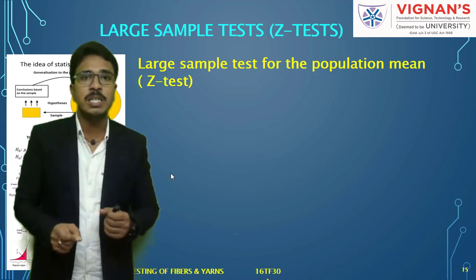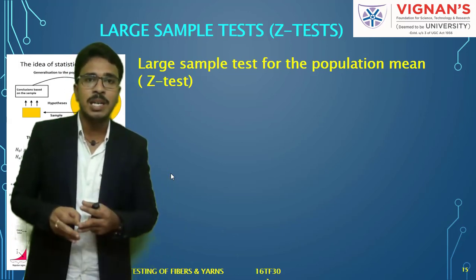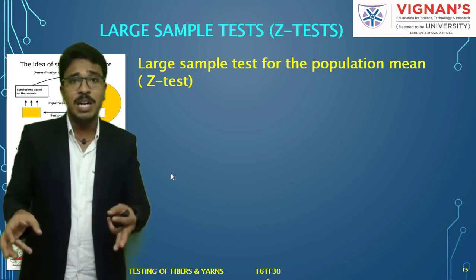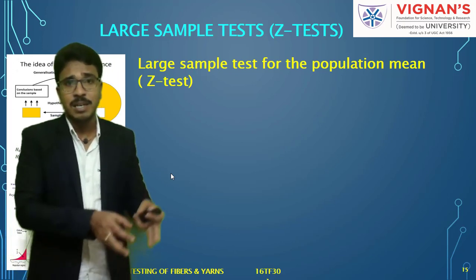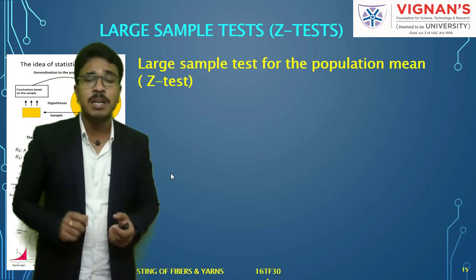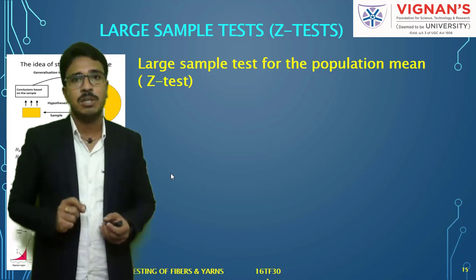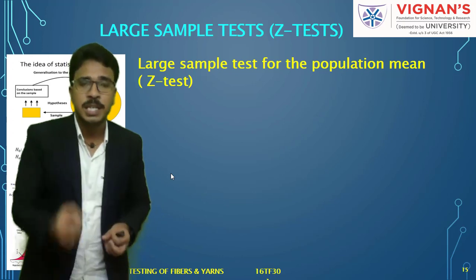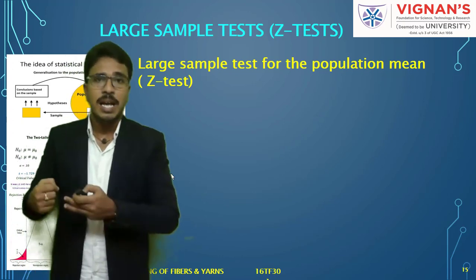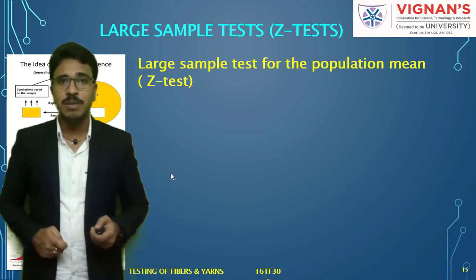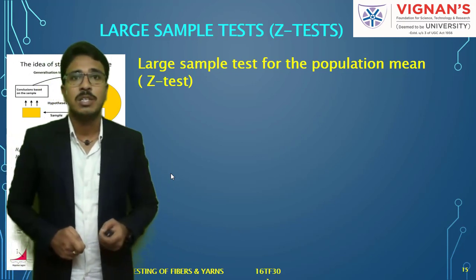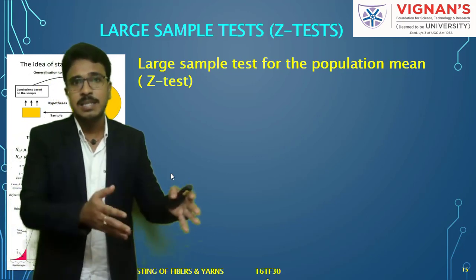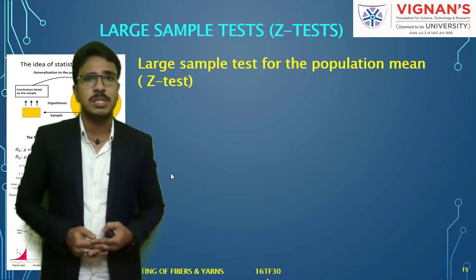The critical region is the region where, if the value of the statistic comes under this critical region, we are rejecting our H naught. So if you are rejecting your H naught, in the sense you are accepting the alternative hypothesis. Okay, so this is how we are testing the hypothesis.